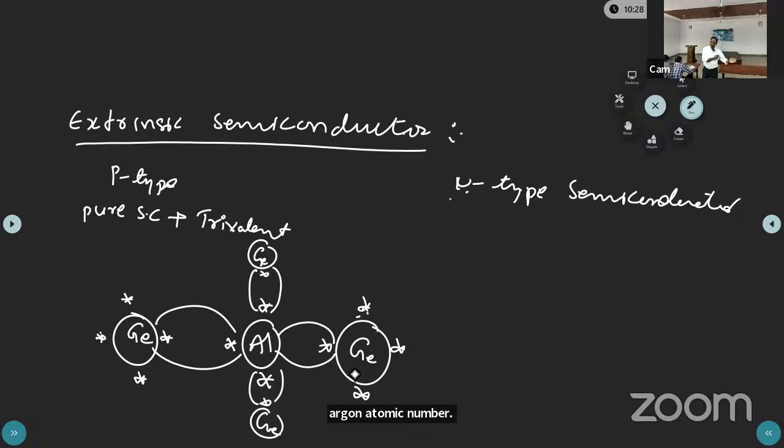So it is forming 4 covalent bonds, and this germanium becomes an insulator. But here one electron is required to form the fourth covalent bond. That required electron we are calling a hole. Some hole is there, which means one electron is required. Now this hole is acting as a charge carrier.